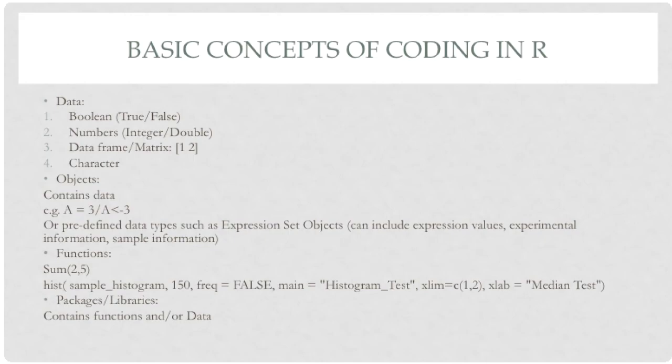And then we have functions, which are essentially the doers in R that carry out what you want to do. And again, it could be as simple as the sum function here, which adds up 2 and 5, and which will output 7. Or it could be a bit more complicated, such as the hist function here, which plots a histogram for you in R. And for these more complicated functions, you often might have a set of parameters, as shown in the brackets, which specifies exactly how you want your histogram plotted in R. And these will be on an individual basis to each function, so I will talk about them on a case-by-case basis.